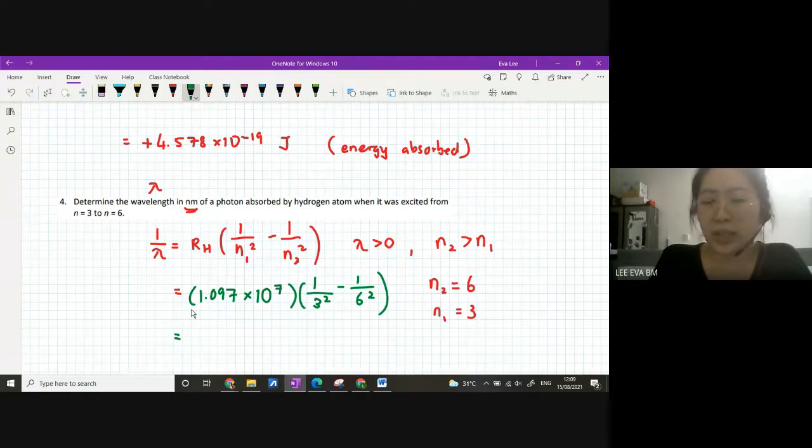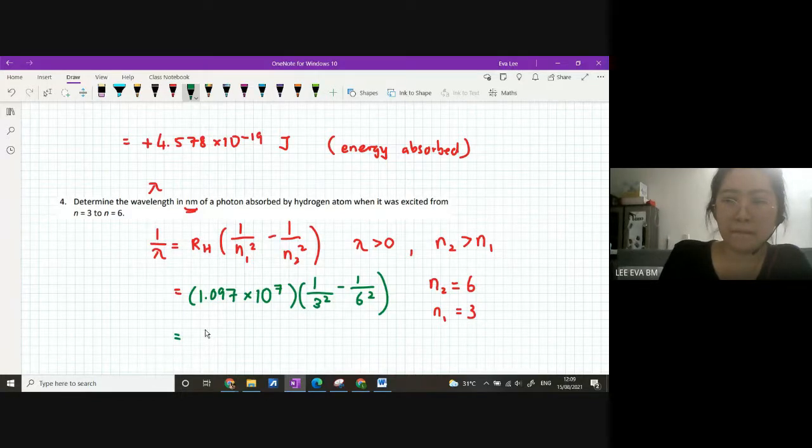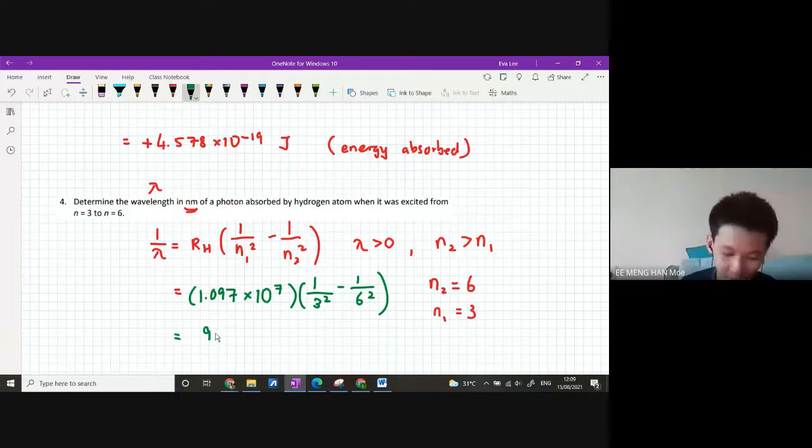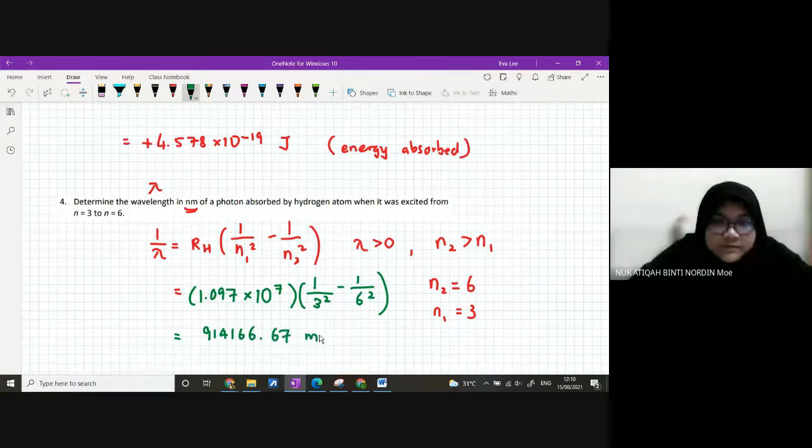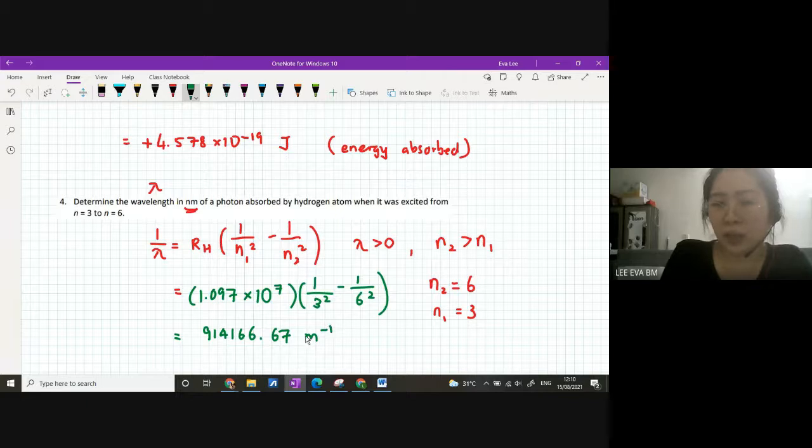Okay, what is the value you got in this case? We want the values here first before lambda. Sebelum lambda. Dapat berapa? 914166.67 per meter. Is everyone agree? Yes. Why per meter? With this unit per meter is getting from your Rydberg constant. Jangan lupa Rydberg constant punya unit adalah per meter. So dekat sini masih lagi per meter. Kita belum lagi jawab soalan.